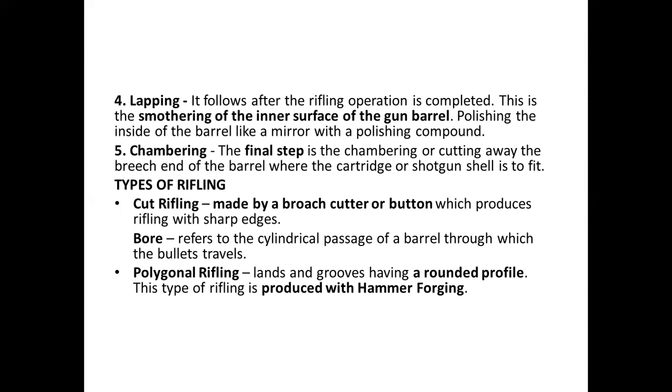We have here the types of rifling. Cut rifling, made by a broach cutter or button, which produces rifling with sharp edges. Bore refers to the cylindrical passage of a barrel through which the bullet travels. Polygonal rifling, lands and grooves having a rounded profile. This type of rifling is produced with hammer forging.